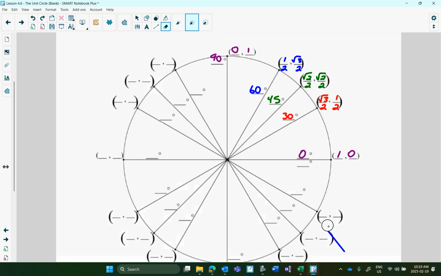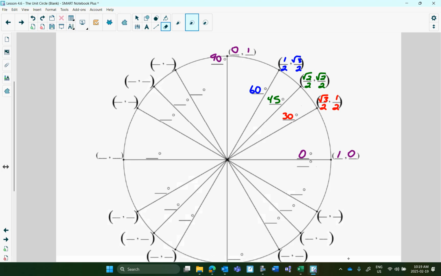But you notice on the unit circle, we've got a whole bunch of other angles. But guess what? All these other angles are related to these ones, which means they're going to have the same values in the points. It's just some may be positive and some may be negative because we're in different quadrants.